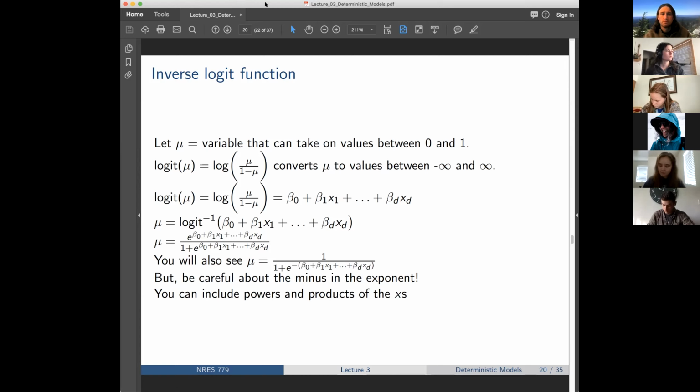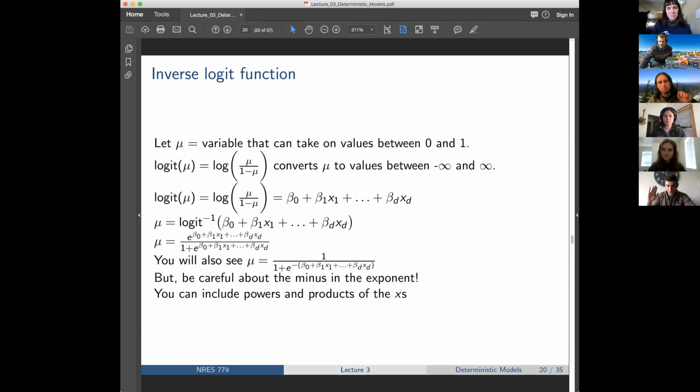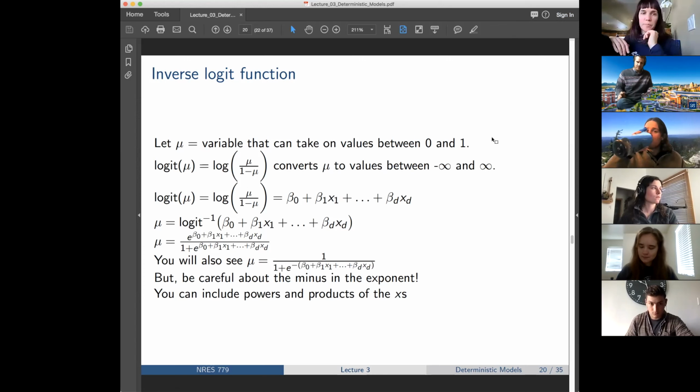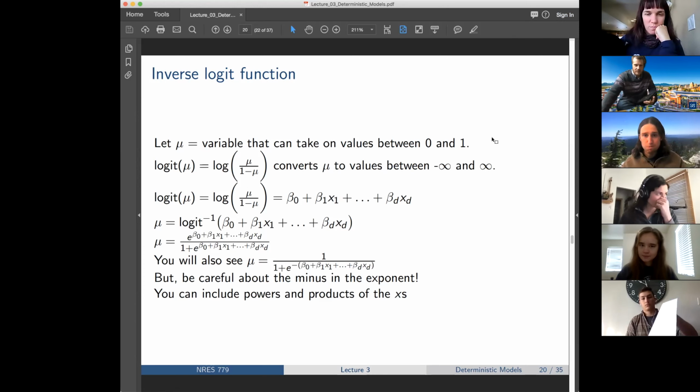All right, show of hands, who's heard of the inverse logit function? Let me see, okay. Looks like most people have heard of it. And all right, let's talk about the inverse logit function.